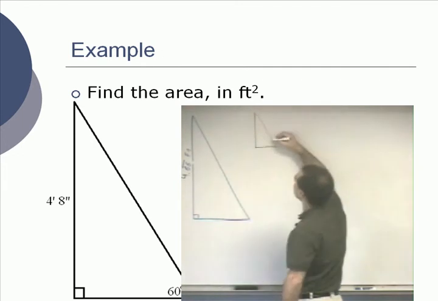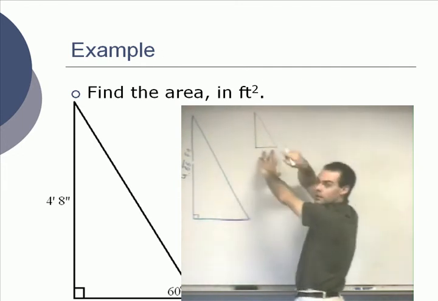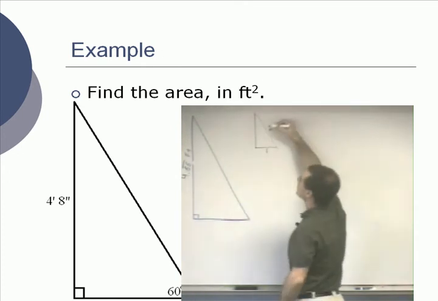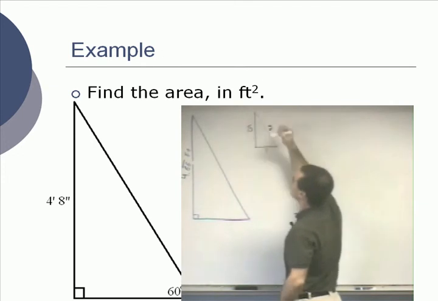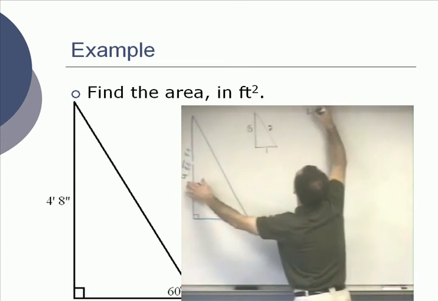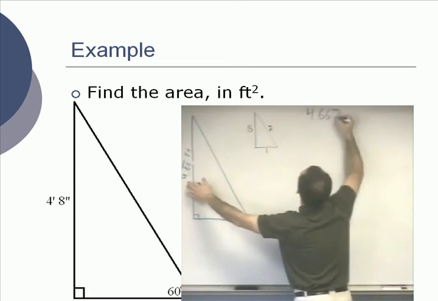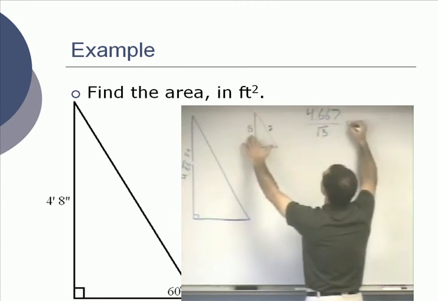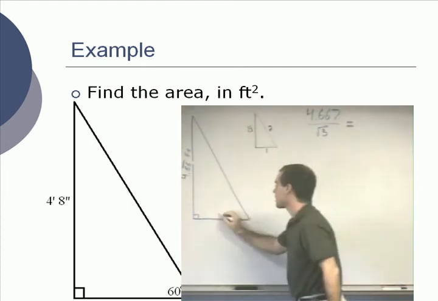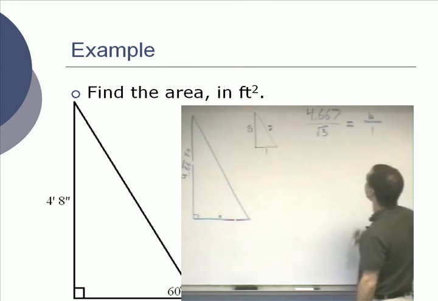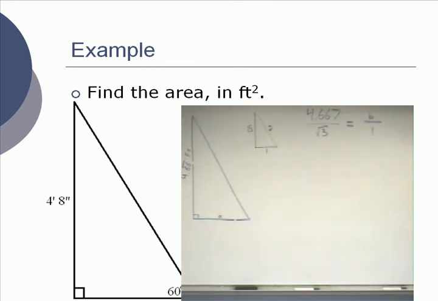Here's our 30, 60, 90 triangle. Now the short side, in relation to the slide that we had, is called 1. The hypotenuse is 2, and the long leg is square root of 3. So now set up your proportion. We know that 4.666 repeating, we'll just keep a few extra sig digs, over the square root of 3 has got to be equal to our unknown side b over 1. Well, there again, b is already basically solved. It's 4.667 over the square root of 3.